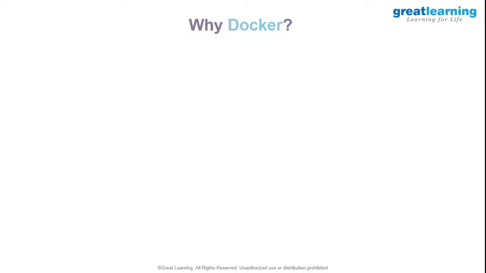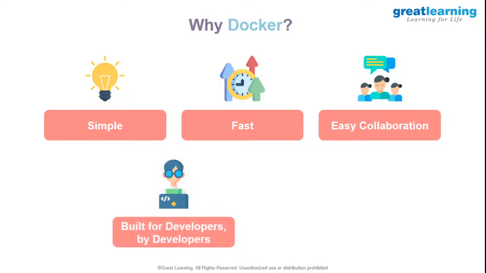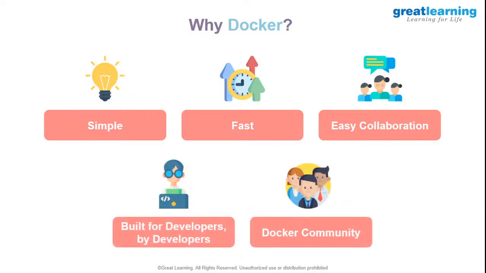Right. So why Docker? Docker is a company, so they post a list of reasons on their website. They say that Docker is simple, fast, easy, it has easy collaboration, it's built for developers by developers, and it has a very large Docker community. All of these things are true. Docker is very simple to use. It's very fast in deploying any application.